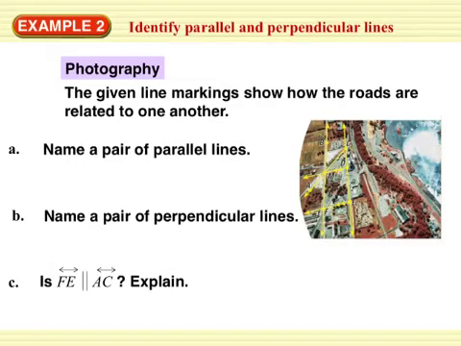Photography. The given line markings show how the roads are related to one another. Name a pair of parallel lines. Okay, and if you remember, we change to red. I have a double arrow here and here. So I have a pair of parallel lines. And if I can read that correctly, it looks like line M is parallel to line, goodness, I think that's line E.